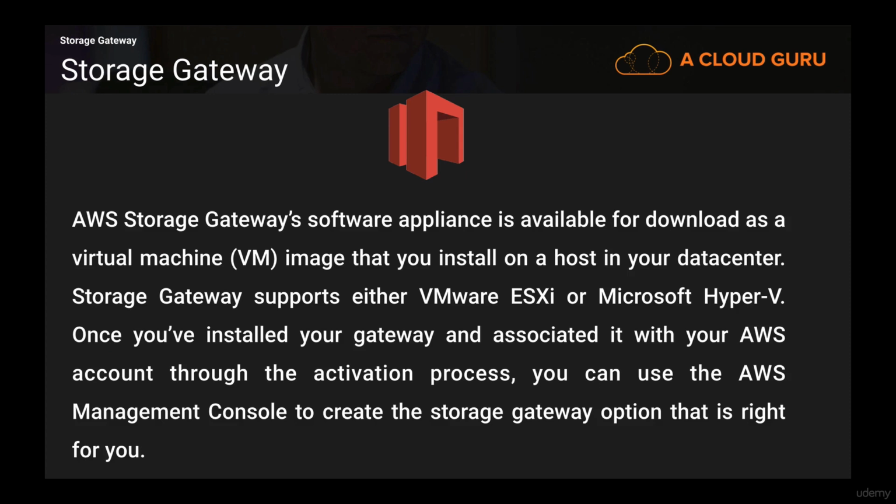Okay, so the Storage Gateway software appliance is available for download as a virtual machine image, and you basically install it on a host in your data center. Now, it's supported by VMware's ESXi or Microsoft's Hyper-V. And then once you've installed the gateway and associated it with your AWS account through the activation process, you can use the AWS Management Console to create the storage gateway option that's right for you.